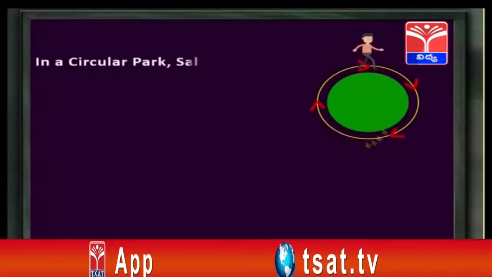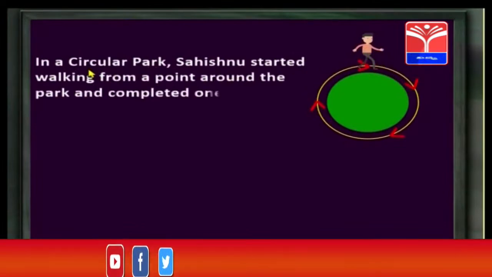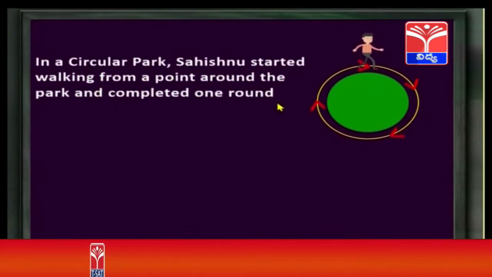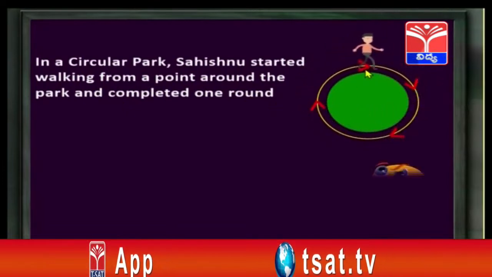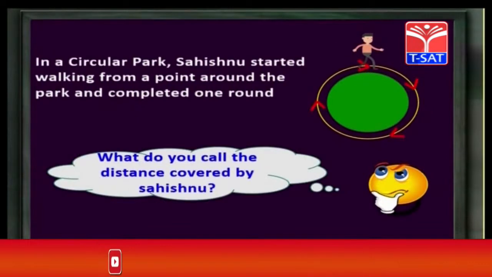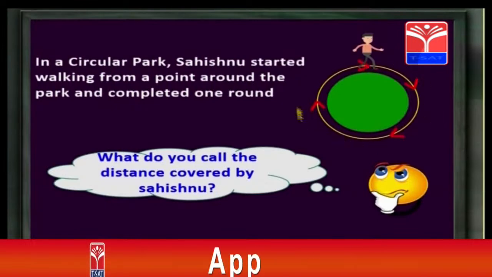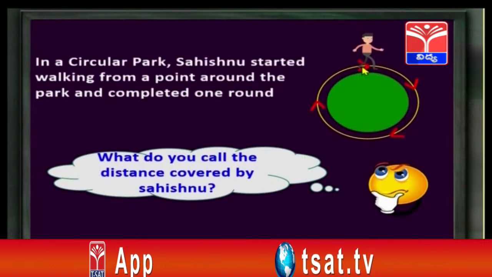This is a circular park and one student is walking around the circle. In a circular park, Sahishnu is a student who started walking from a point around the park and completed one round. He started from here and completed one round. Then, what do you call the distance covered by Sahishnu?